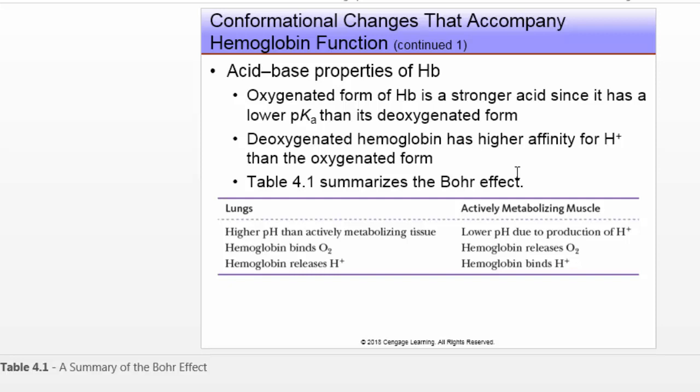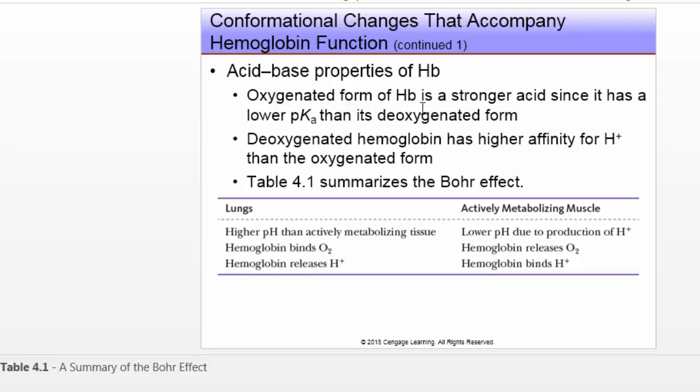You should understand this. Now, what happens in the actively metabolizing muscle, which releases H plus, so H plus increases and pH is lower. Hemoglobin affinity for oxygen is decreased and it releases oxygen, and hemoglobin binds H plus. What happens in the lungs, where we have low H plus, higher pH and plenty of oxygen? Hemoglobin binds oxygen and hemoglobin releases H plus.